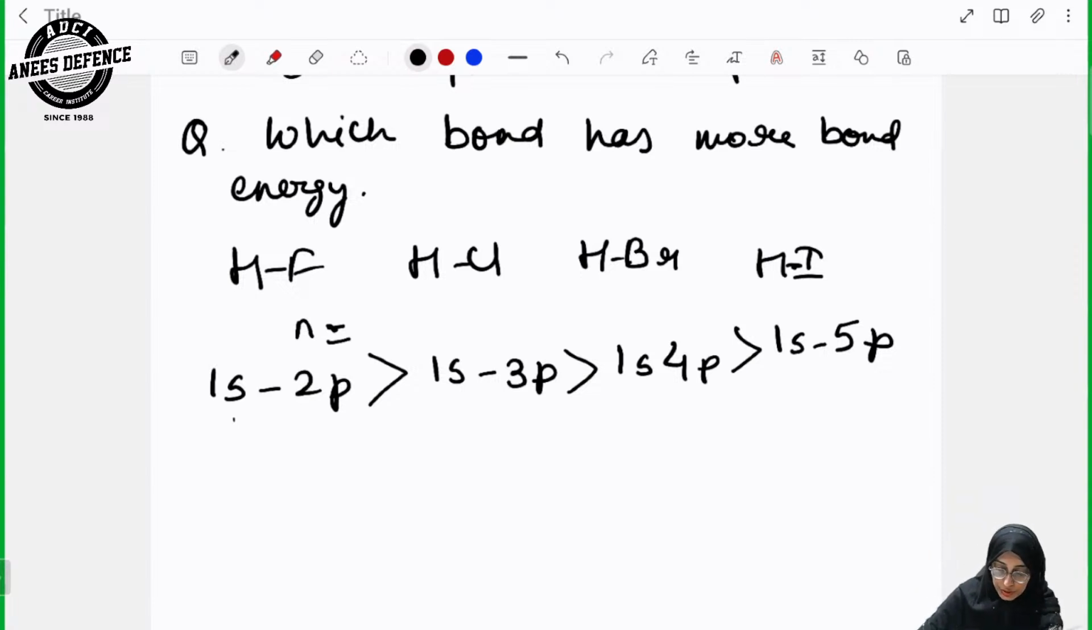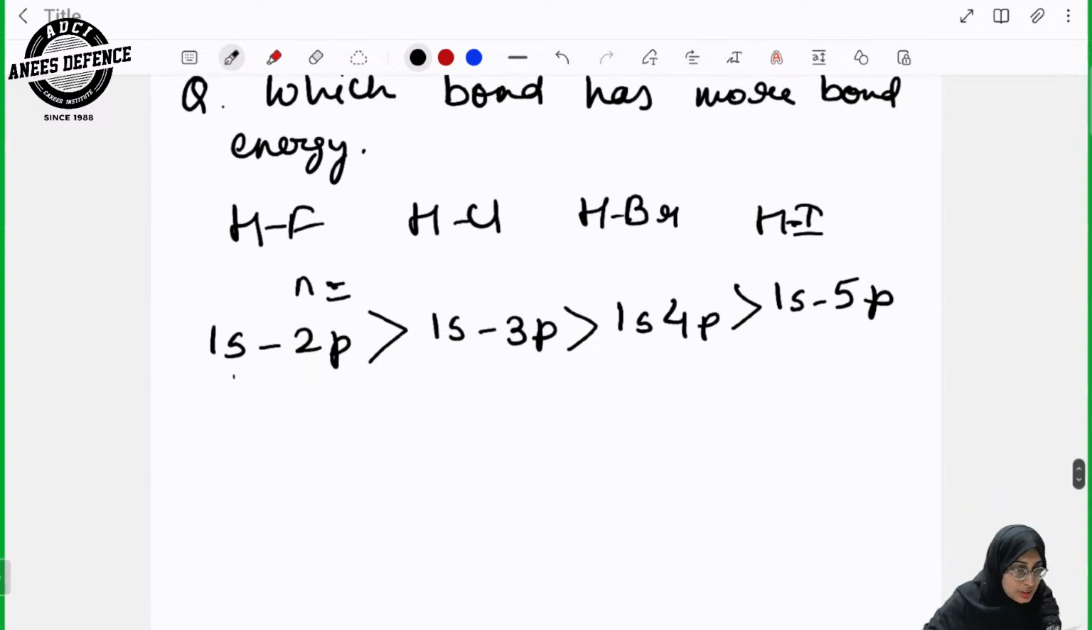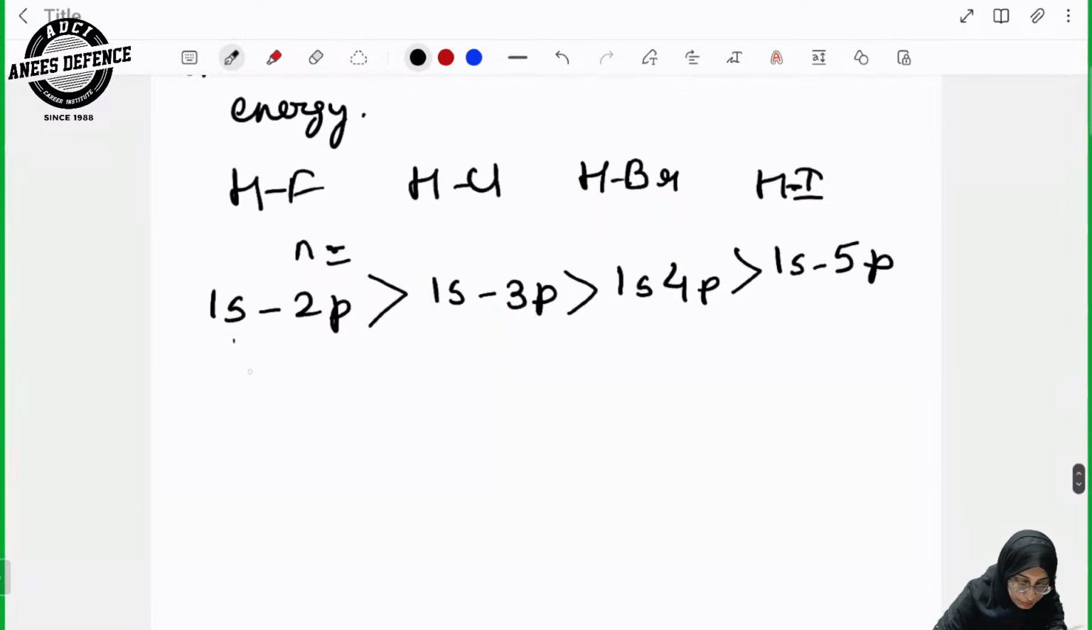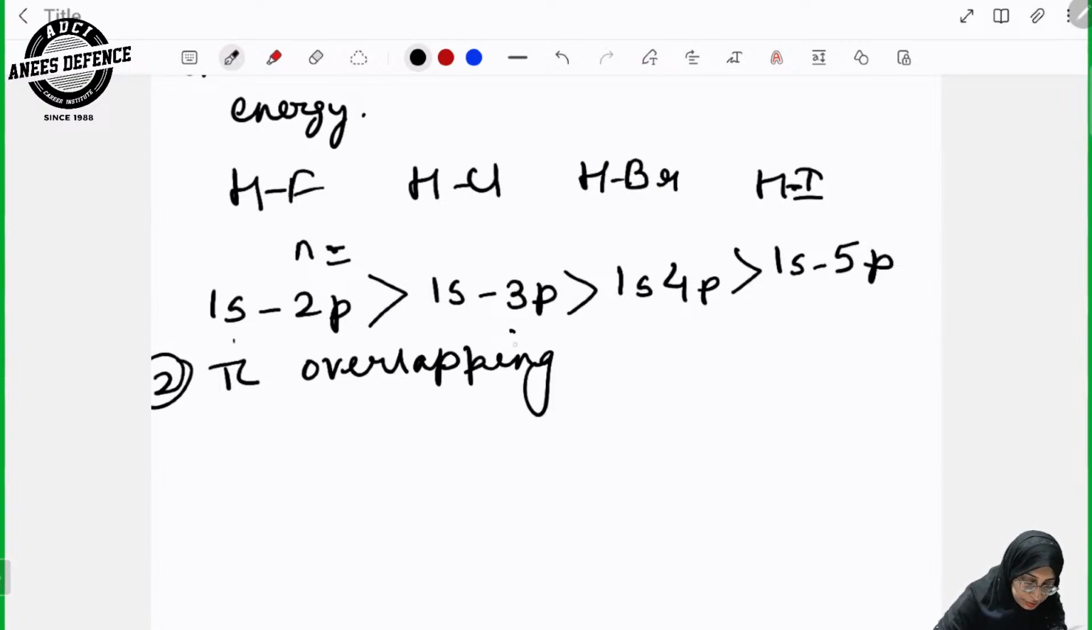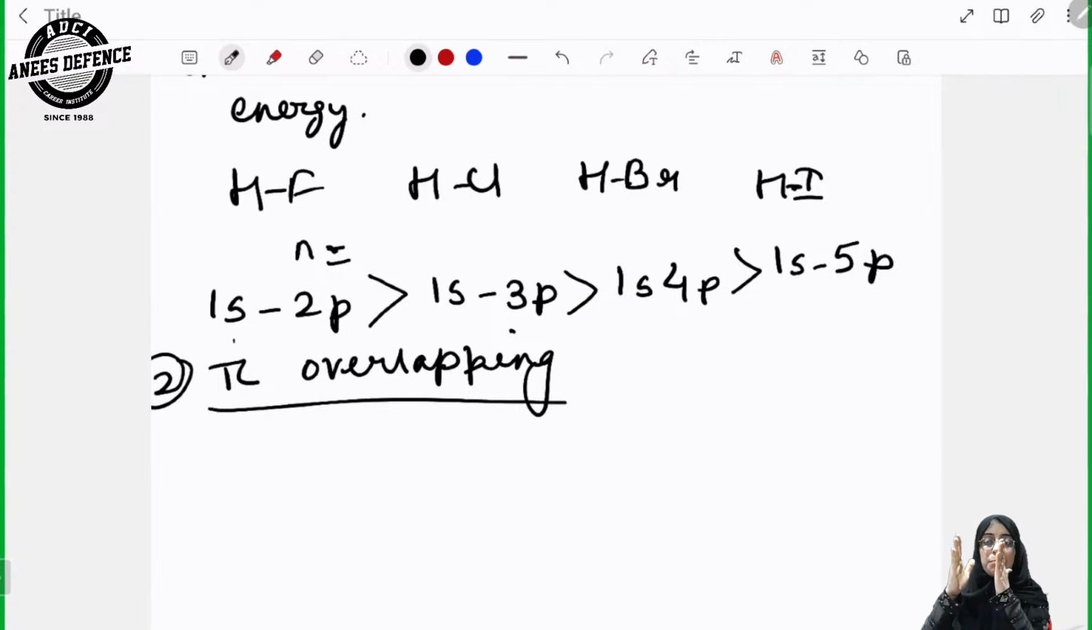Sigma bond is formed between s-s, s-p, and px-px. Now we'll see the p-p overlapping, which means pi overlapping. Second is the pi overlapping. Pi overlapping means parallel overlapping. Parallel or sidewise overlapping.